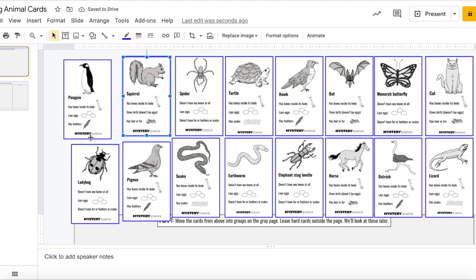Each card has an animal and important characteristics or details about the animal, like whether it has bones in its body, whether it lays eggs or gives birth and doesn't lay eggs, whether it has fur or feathers or scales or none of those things, and whether maybe it doesn't even have bones at all. So you can look at the words and the pictures on the cards to help you know those important things.